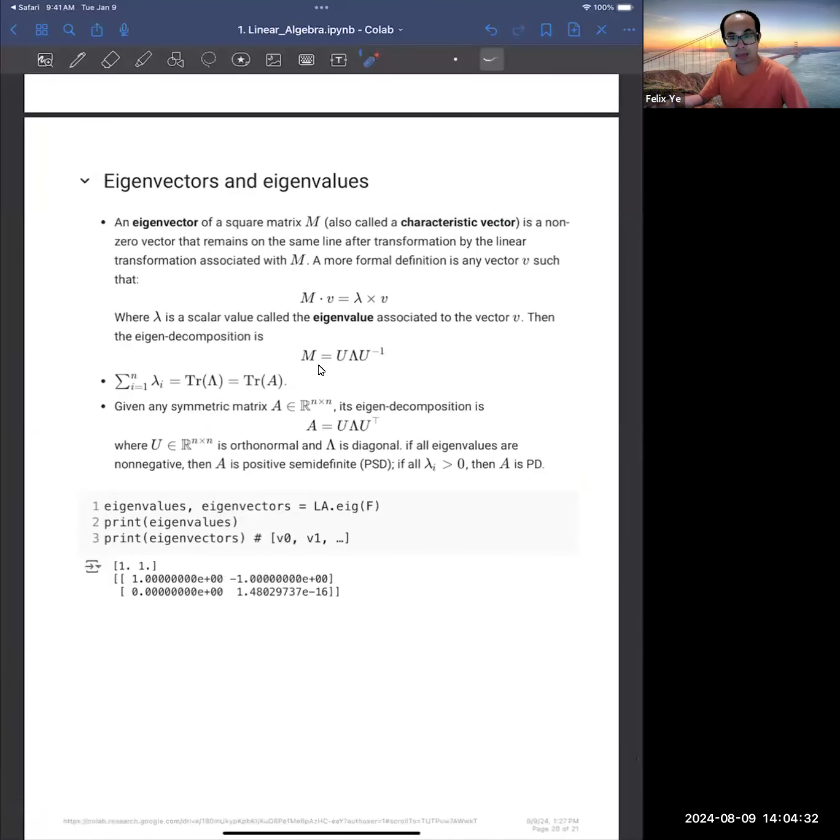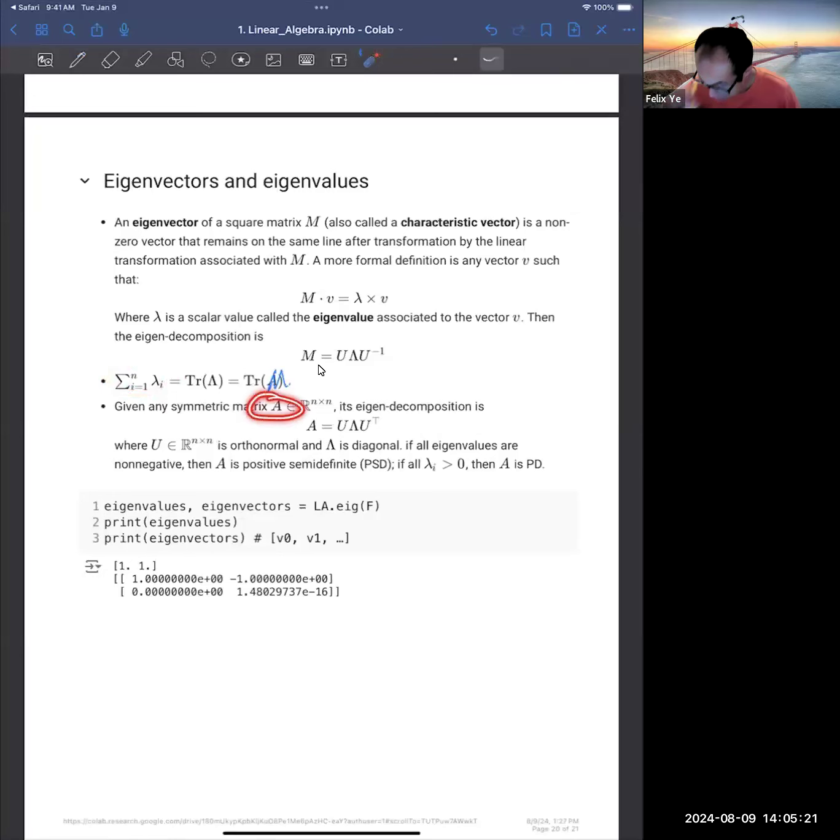There are some other things we have already talked about, eigenvalues and eigenvectors. If the matrix is square, you can do eigenvalue decomposition and decompose the matrix into U lambda U inverse. The most important part is that the trace of M is equal to the summation of the eigenvalues.